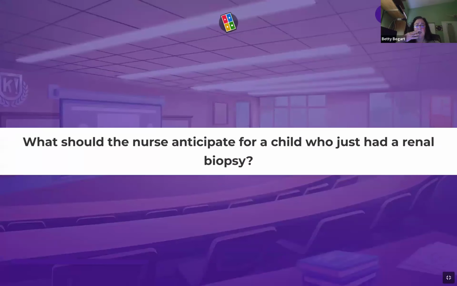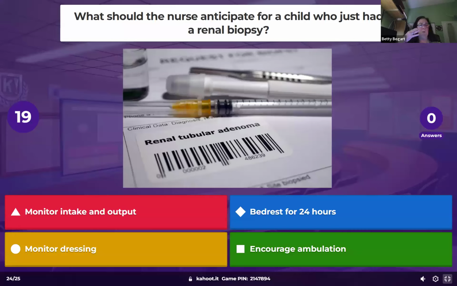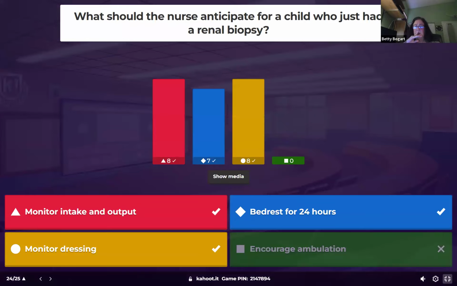What should the nurse anticipate for a child who just had a renal biopsy? We stuck the needle into your kidney in your back. What are you going to do? And remember, in infants there's an incision because it's so small we can't find it with just ultrasound. Bed rest, 24 hours. We're going to look at that dressing. It's a pressure dressing, making sure it's not oozing, and monitor intake and output. And of course, watch for any increased abdominal pain also. Very good.